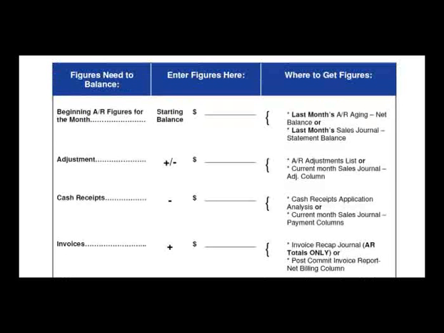In your sales journal, you're also going to put in your AR adjustments, and they are either added to or subtracted from the starting balance. Then in the current month sales journal payment column, you'll get your payments both applied and unapplied. Subtract those. Add your figures for your invoices, and you're going to use your post-commit invoice report, the net billing column. The net billing column will include your sales tax for you.